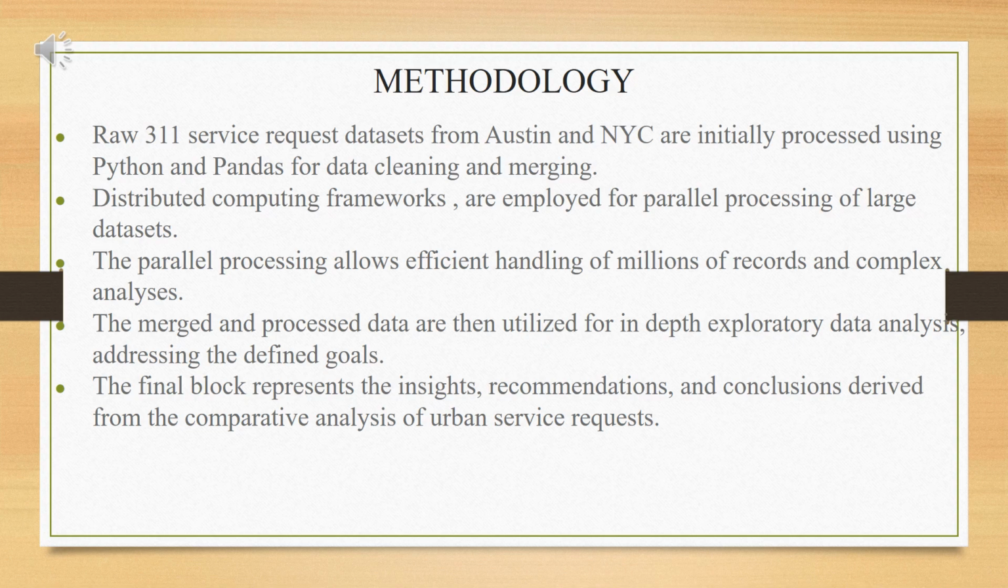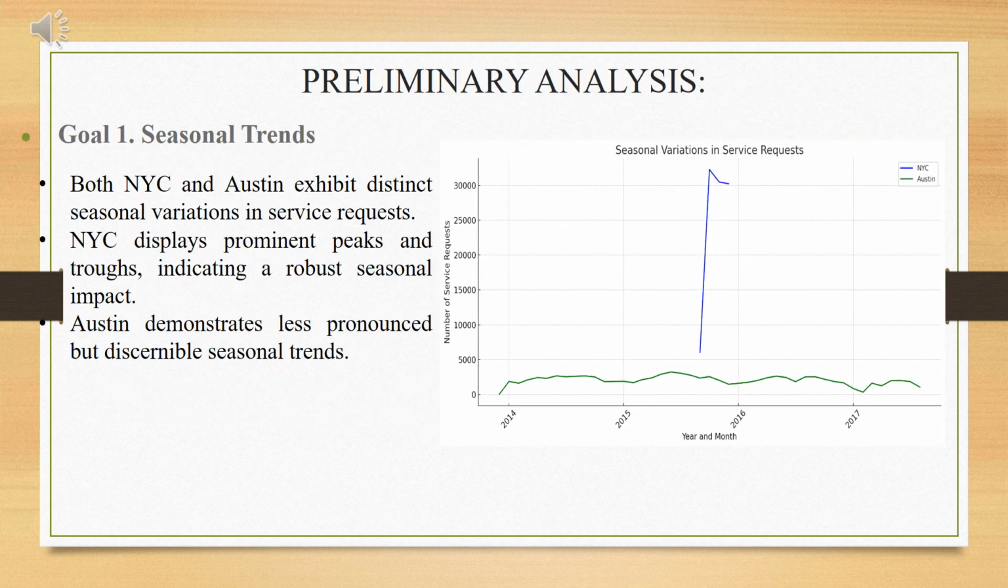Parallel processing allows efficient handling of millions of records and complex analysis. The merged and processed data are then utilized for in-depth exploratory data analysis addressing the defined goals. The final block represents the insights, recommendations, and conclusions derived from the comparative analysis of urban service requests.